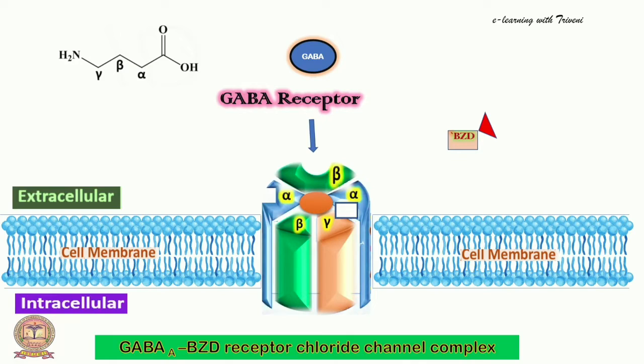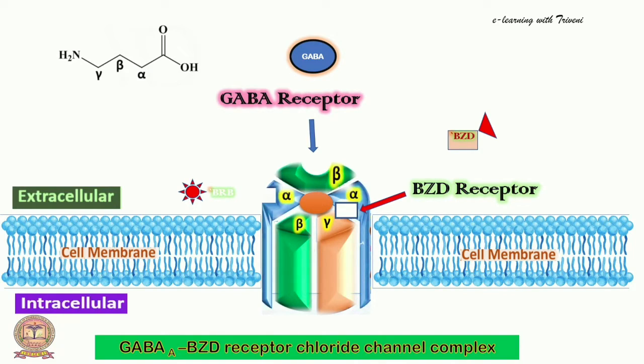These drugs bind at the benzodiazepine receptor, shown here as BZD. The benzodiazepine receptor is present at the interface of the alpha subunit and gamma subunit. It is indicated as a white color box.